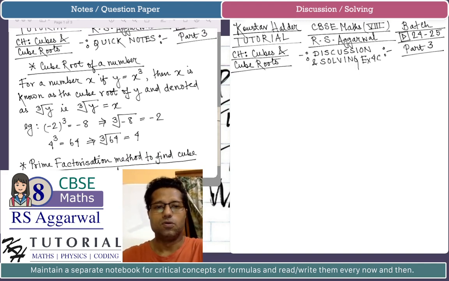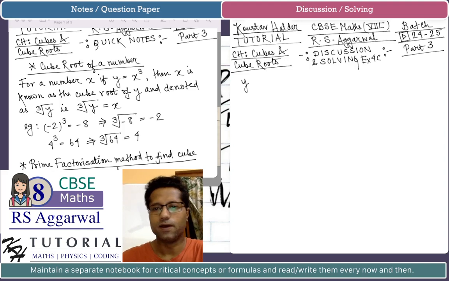Okay, so what is a cube root of a number? Let's say we are given a number y. Now this number y can be positive or negative, because we know that a cube can be positive or it can be negative. Now, what is its cube root?